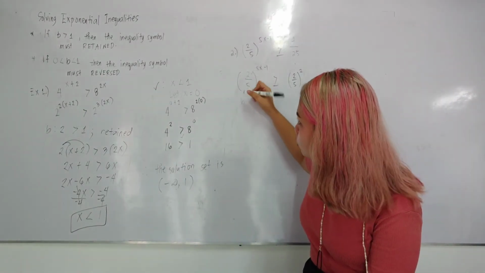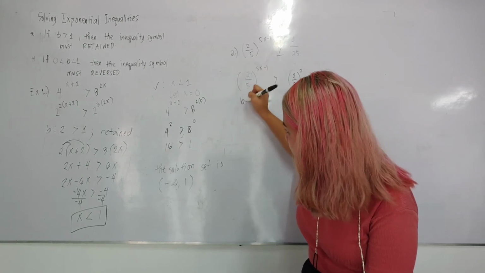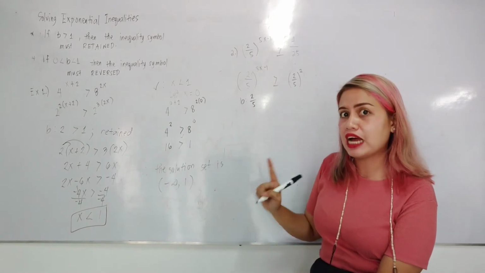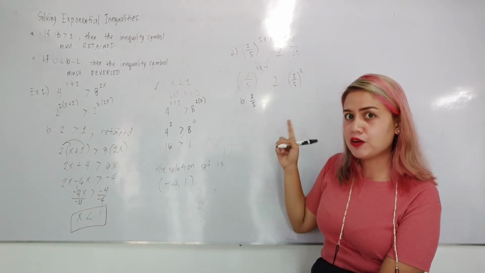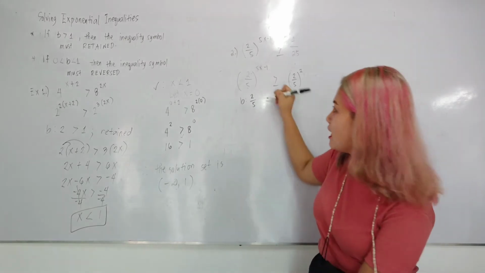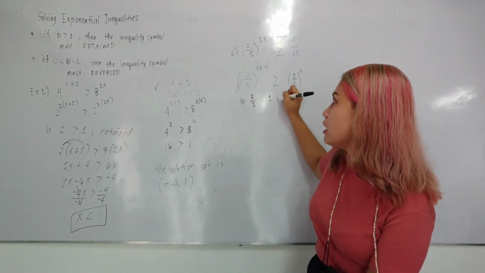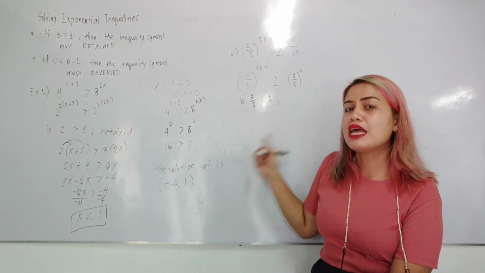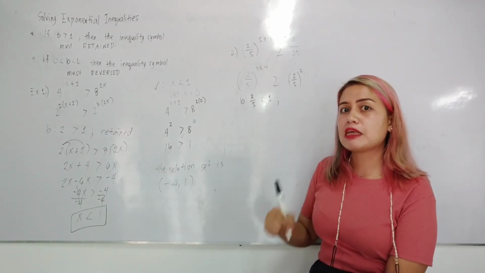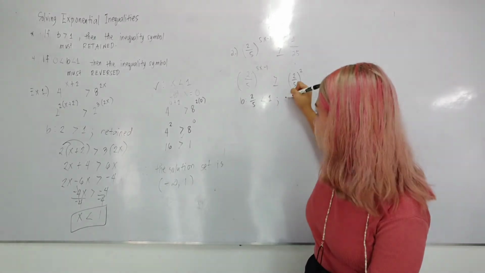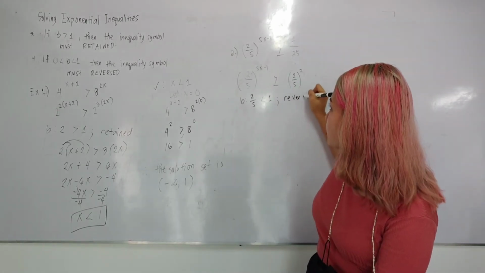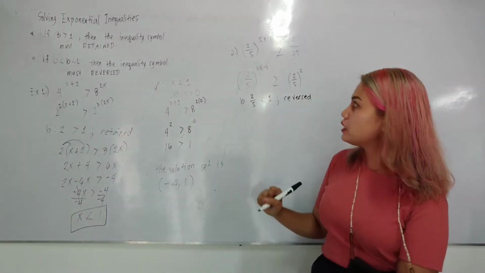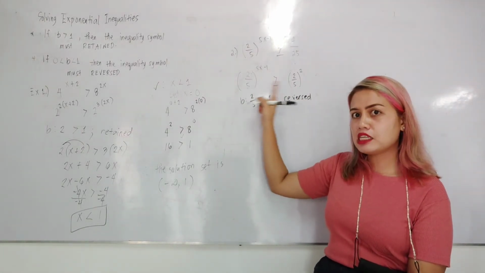Next step is to determine whether our base 2 over 5 is greater than or less than 1. Is it greater than or less than 1? Yes, it's less than 1. If our base is less than 1 and greater than 0, then it means that our inequality symbol must reverse, or we will change it into its opposite. Right? So let's continue. We already have the same base.